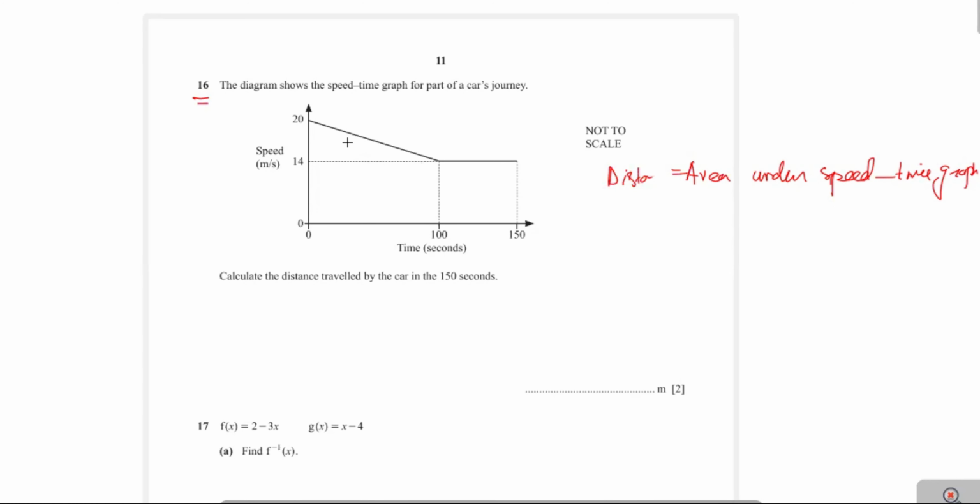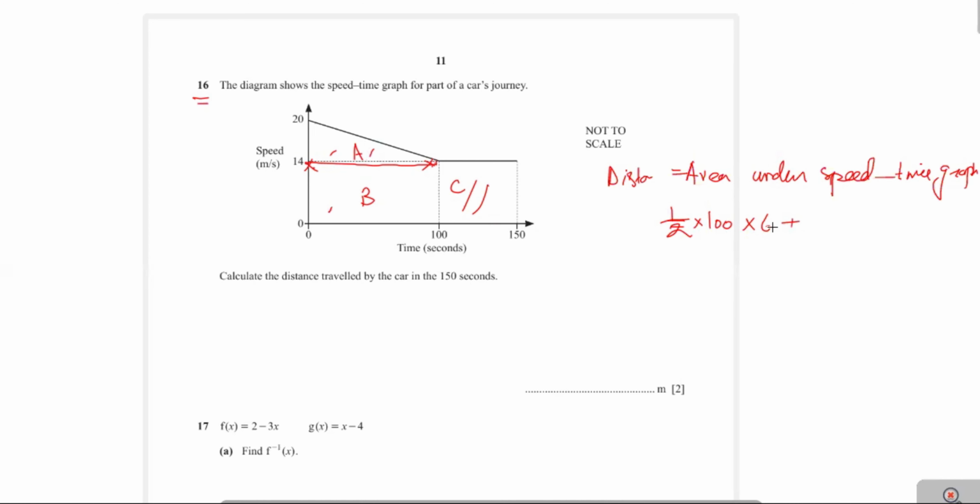Therefore, this area you see here, this is the area. We have to find the area of this shape. We divide it into 3 parts. Firstly, we take the area of this region A, then region B, and then region C. That's the area of this region A. Now you see here the length of this region A is 100 minus 0, which is 100. And the height is, you see here, 20 minus 14, which is 6. And the area of this triangle will be equal to 1/2 multiplied by 100 multiplied by 6.